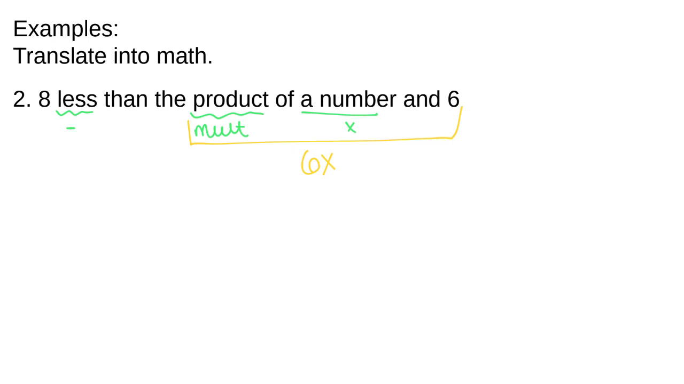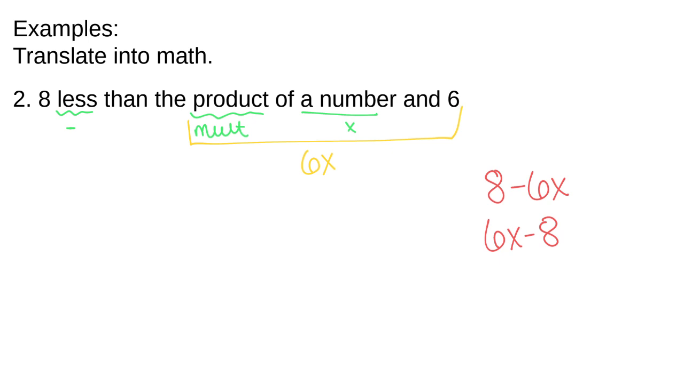There's 2 ways to think about this. Is it this? Or is it this? Now, if we were doing addition, I don't think it would matter much, because when you add numbers, you can do it in any order and it doesn't change it. 2 plus 3 is the same as 3 plus 2. But when it comes to subtraction, order does matter. So those are 2 very different expressions. Which one is 8 less than 6x?